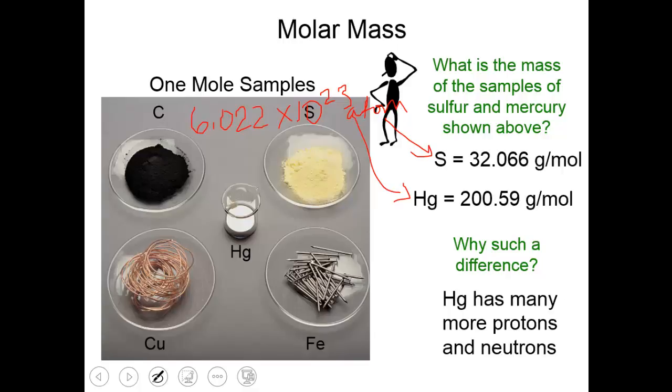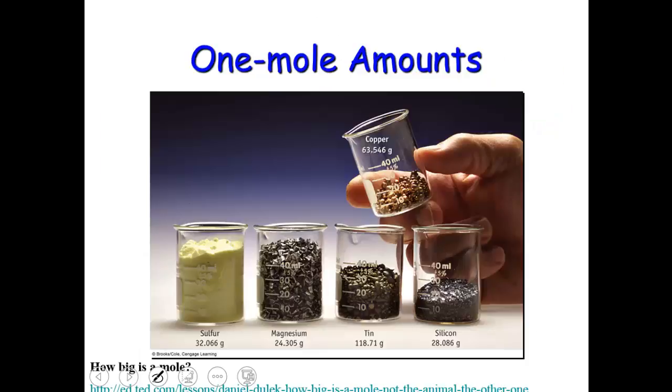Well, it's because mercury has more protons and neutrons, if you think about that, our atom. So the atom's much bigger, and so therefore it's got to weigh more. So if we look at the next slide here, this is showing 1 mole of various elements. Here is sulfur, here is silicon, okay? And it will show here the molar mass from the periodic table. How much does 1 mole weigh?